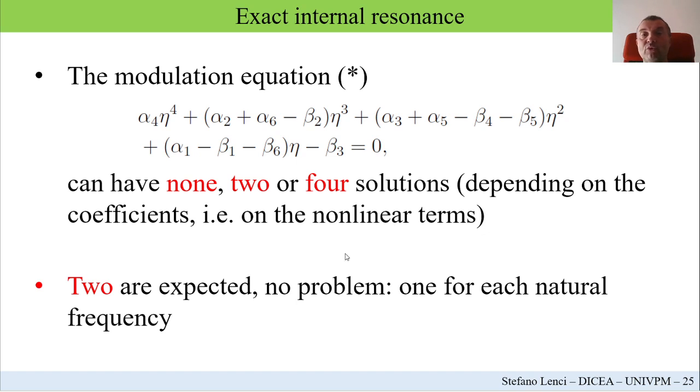Okay, the previous modulation equation that we reported here, I said, can have no, 2, or 4 solutions. Let us discuss these 3 cases. 2 solutions are expected, in fact, no problem. This means that for each natural frequency there is a backbone curve. You have a 2 degrees of freedom system, you have 2 natural frequencies. From each natural frequency you can get 1 backbone curve. So this is the expected case, okay?